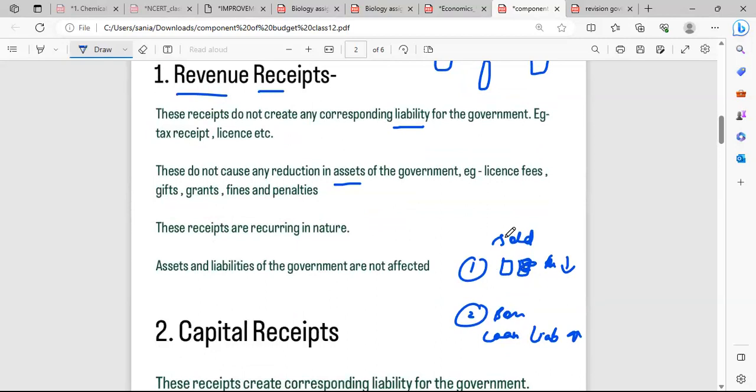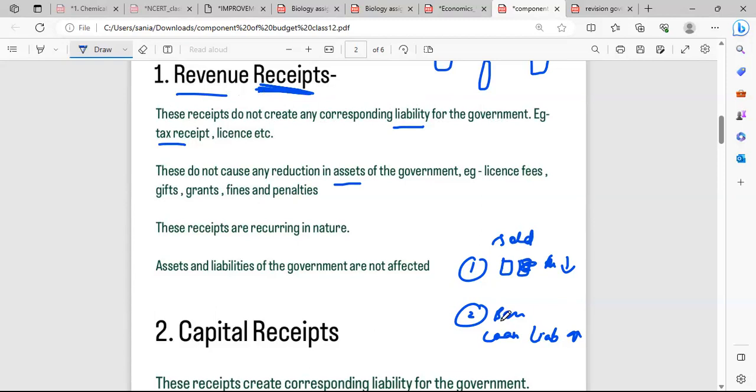So receipt means you are receiving the money, but revenue receipt is a good one. These receipts do not create any corresponding liability. They are receipts that do not create liability for the government, like tax receipts and licensing fees. For example, the government is receiving tax, the government is getting the money. But in the other situations, the government is either selling something or has a liability.